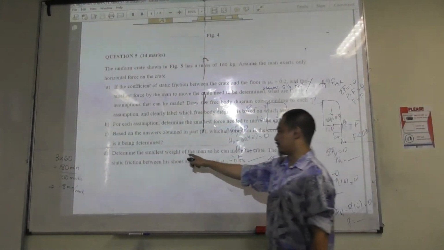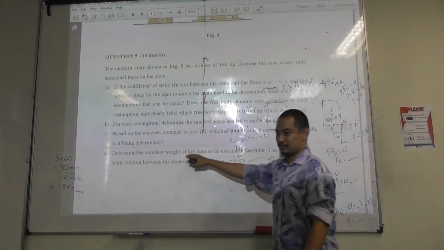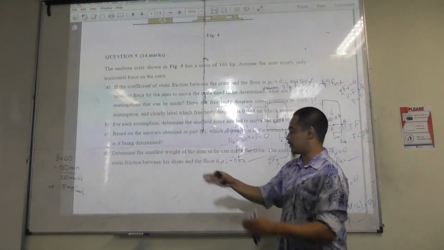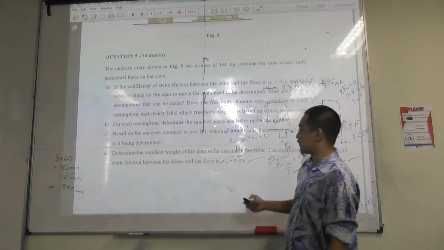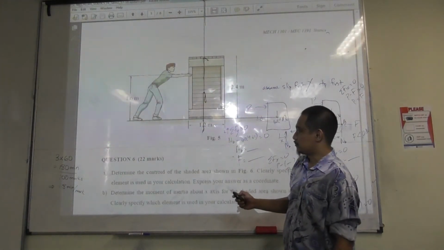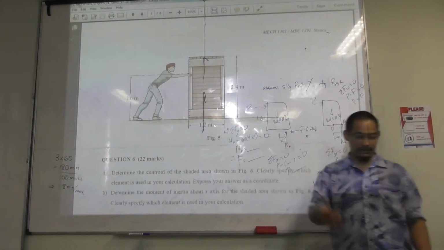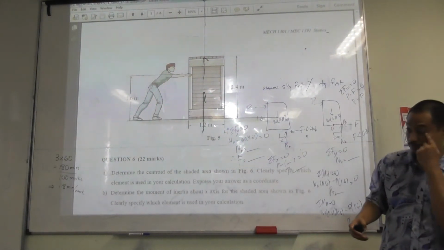What is the smallest weight of the man? Do you understand that? The smallest weight of the man so he can move, when the coefficient is this one. Because if he weighs less than that, he cannot move. Impossible to move.